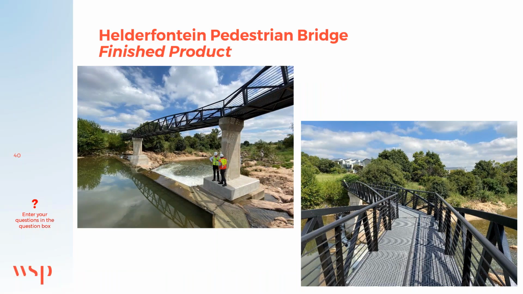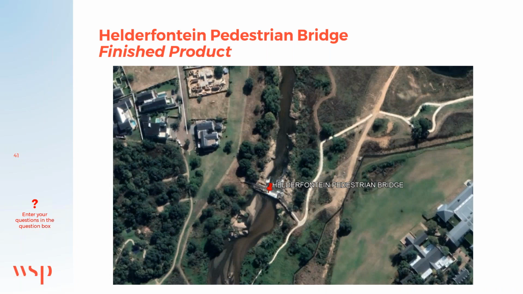This slide demonstrates the finished product of the bridge. On the right-hand side, you can see the floor grating as well as the handrails installed. This image shows a recent Google image of the site. As you can see, the bridge is in place, as well as the concrete walkways on the eastern side of the river.